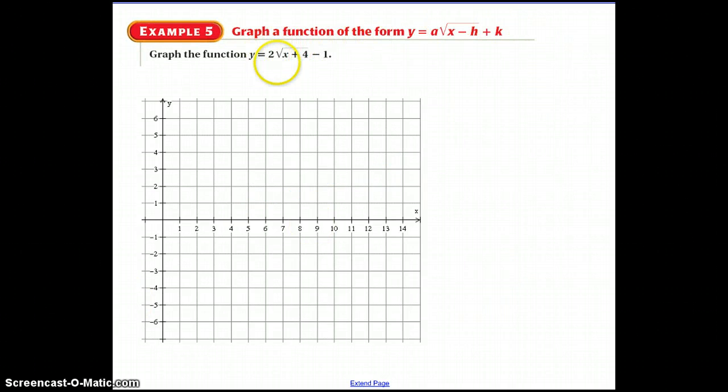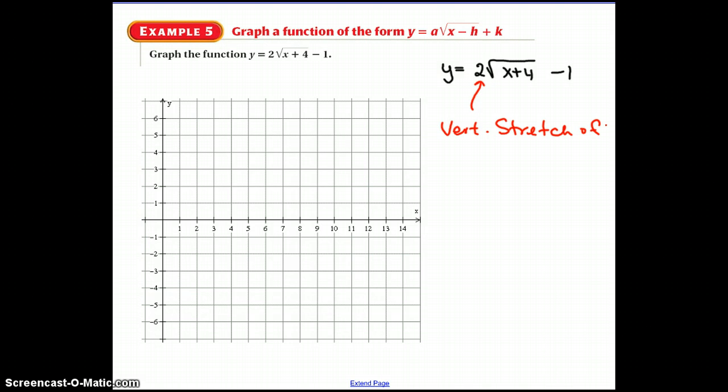In this example we have 3 things going on, so we have to be very careful about the order when we start graphing it. And we're going to follow order of operations. So first we do everything that deals with multiplication. So first we're going to address this 2. This is going to be a vertical stretch of 2. Then we have a horizontal translation left 4. And then we have a vertical translation down 1.